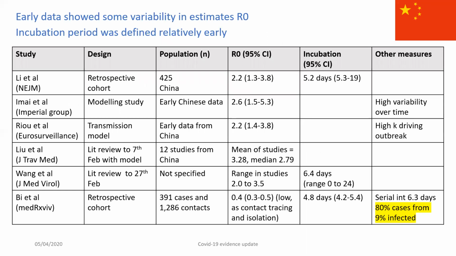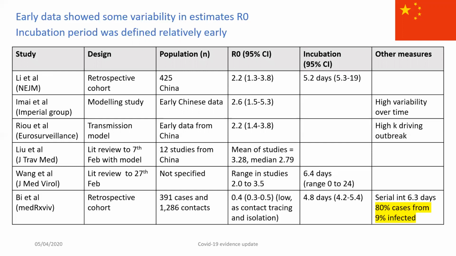This is a summary of some of the primary studies and early review articles based on the epidemiological data from the early disease outbreak in China. R0 was relatively well defined early in the outbreak and estimated to be between 2.2 and 2.6, with some variation in the precision of this estimate shown by the confidence intervals, ranging from about 1.5 to 4 or 5.